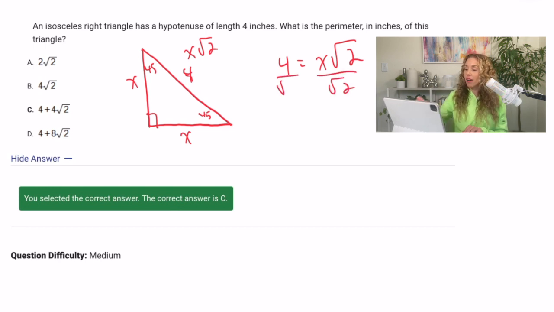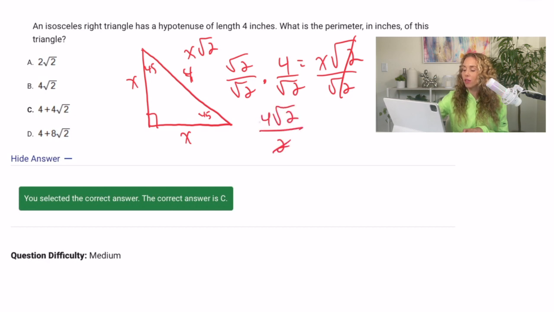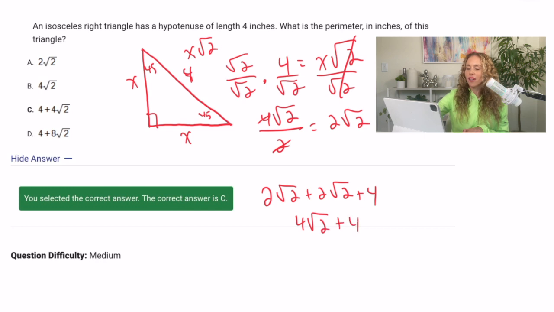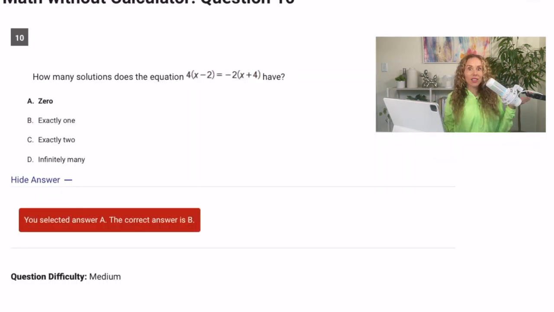I'm going to divide by radical 2 on both sides. Now, we have to rationalize the denominator. So I'll multiply by radical 2 over radical 2. That leaves me with a 4 radical 2 over 2. 4 cancels with the 2, so I end up with 2 radical 2. So each leg is 2 radical 2. So if they want the perimeter, I've got one leg, another leg, and then the hypotenuse. When I add them together, I end up with a 4 radical 2 plus 4. So the answer is C. All right, question 10. How many solutions does this have?